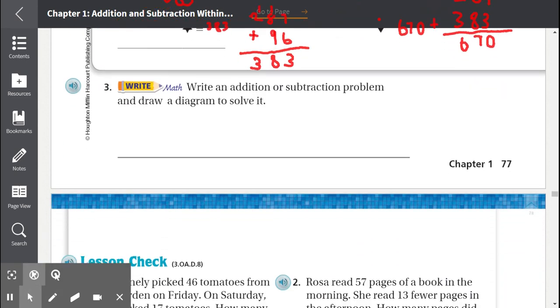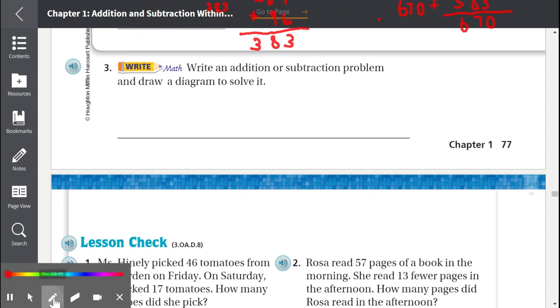Number 3. Write an addition or subtraction problem and draw a diagram to solve it. So let's create. Our problem will be 320 minus 50.